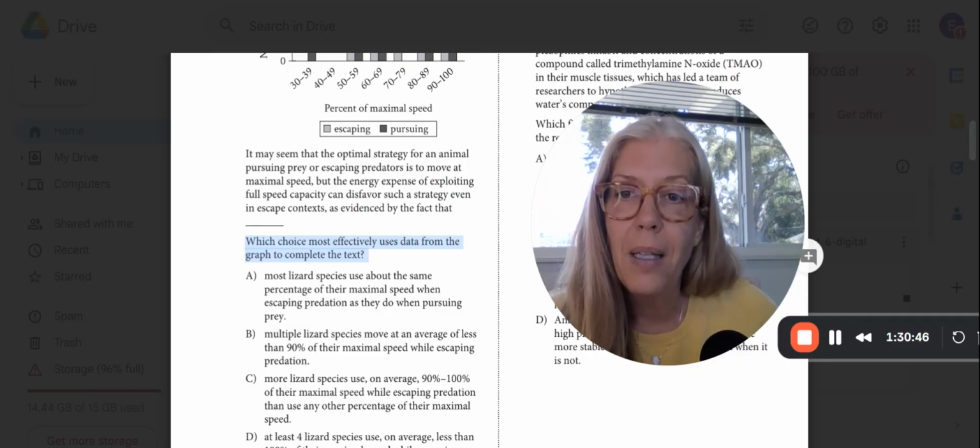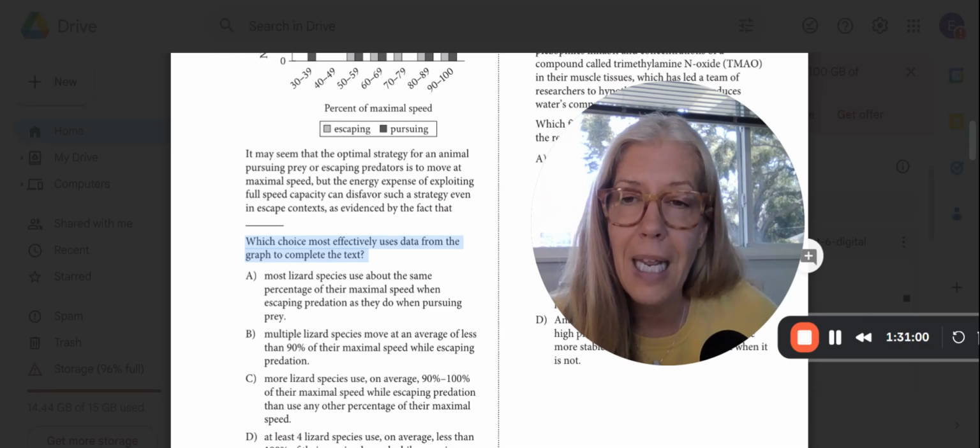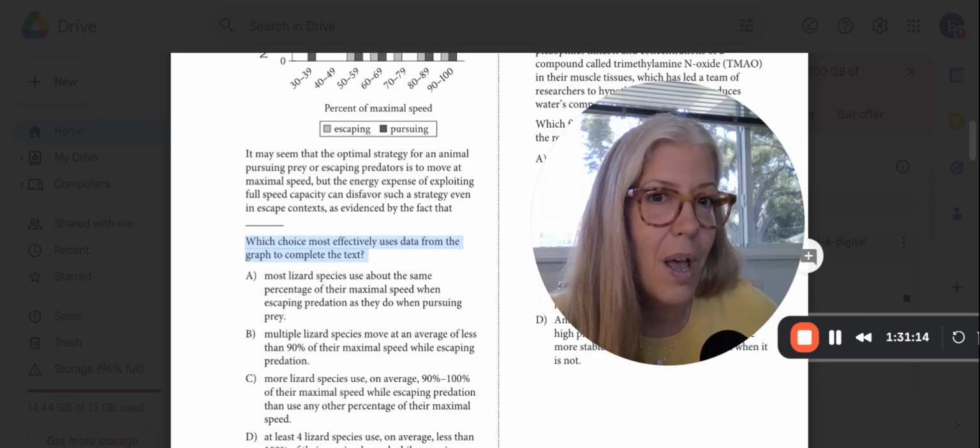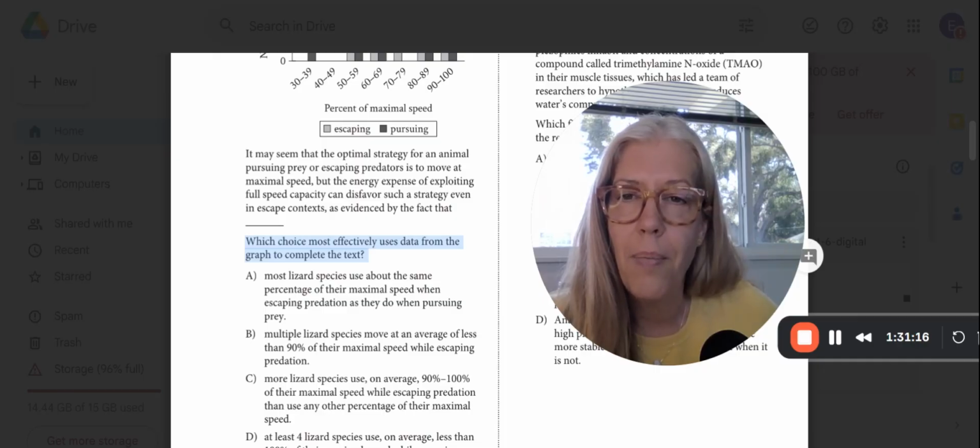It may seem that the optimal strategy for an animal pursuing prey or escaping predators is to move at maximal speed. But the energy expense of exploiting full speed capacity can disfavor such a strategy, even in escape contexts, as evidenced by the fact that, oh my. So all in all, the main idea is you should not go at 100% if you are escaping prey. You should not go at 100% if you're escaping prey.